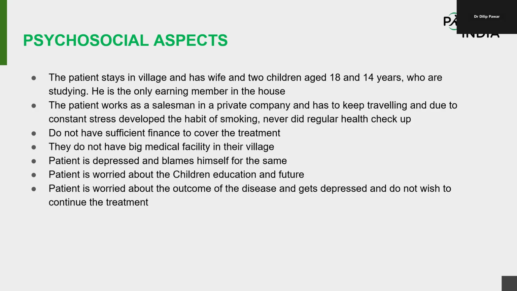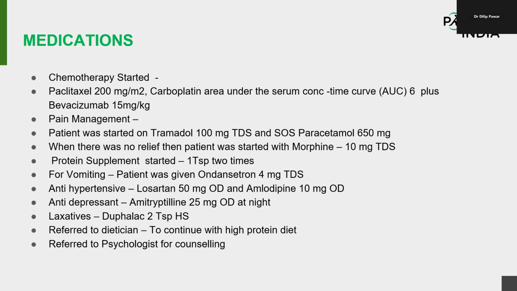Since they do not have a big medical facility in their village, he comes to the city to take advice and treatment. He looks very depressed and blames himself, I think because of his bad habits, for suffering. The patient is worried about the children's education and their future if something happens to him, because he doesn't have huge finances to take care of the children and family. The patient is definitely worried about the outcome of the disease, gets depressed and does not wish to continue the treatment. He thinks that probably life is over for him, or that it is a short duration of life. Next.